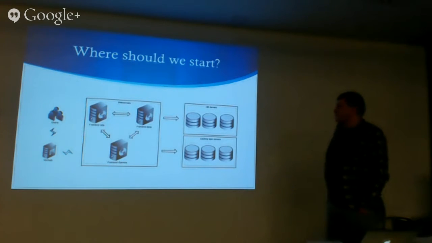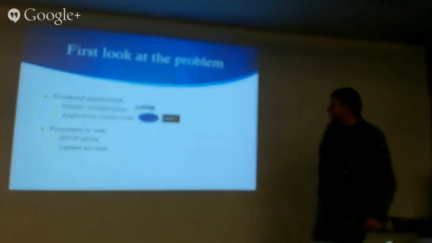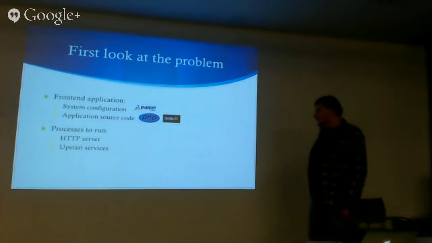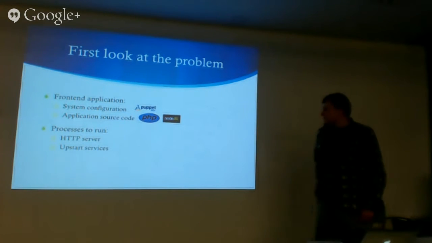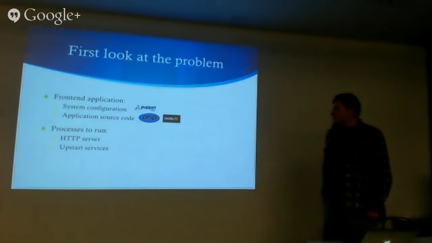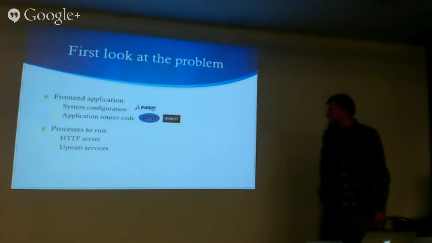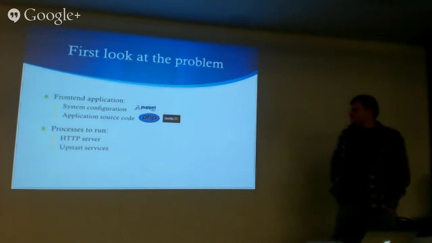We decided to start with our web servers. So let's look at the structure of our front-end applications. As we can see on the slide, our front-end application is built from two parts. The first is system configuration, written in the form of Puppet manifests. And the second one is, of course, application source code. Our application is written mainly in PHP with small additions of Node.js. To build the Docker image for our application, we of course need both parts.